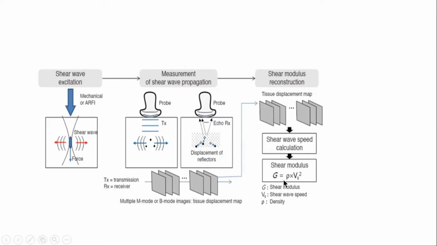Here rho is the density of the tissue, which is constant for a given tissue, such as the liver here. So the modulus actually depends on the velocity, and we know the stiffer the tissue, the higher the velocity will be. So more fibrosis will be expressed by this.